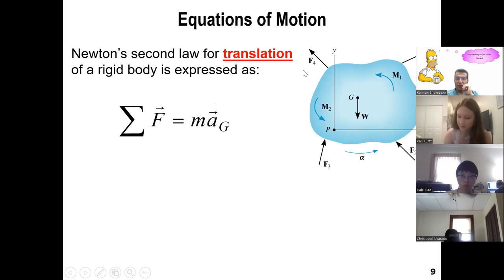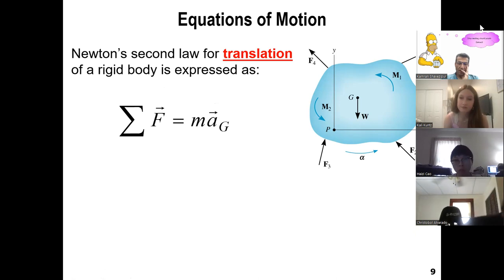Now, for translation, you can write summation of forces is MAG. All the forces acting here, center of mass, and its acceleration. So that's kind of easy. It's almost like a particle.